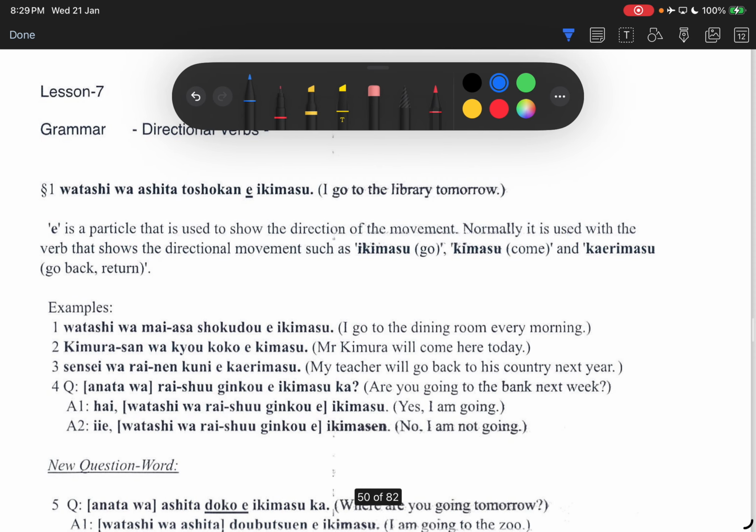Lesson 7. Same as she, yes. Same word. Depends on the context of whether you know this person is the girlfriend or not.